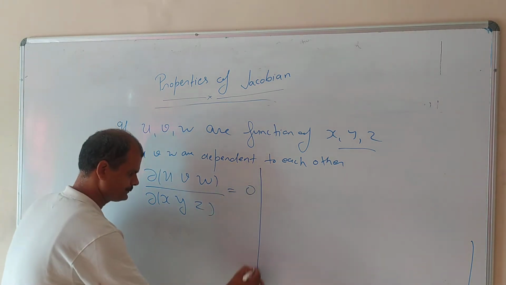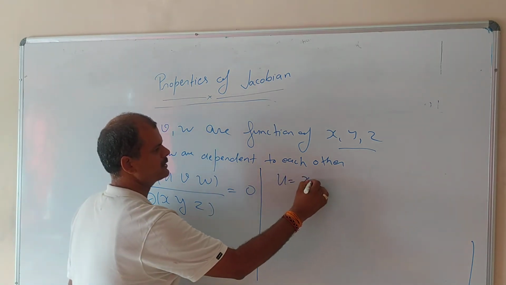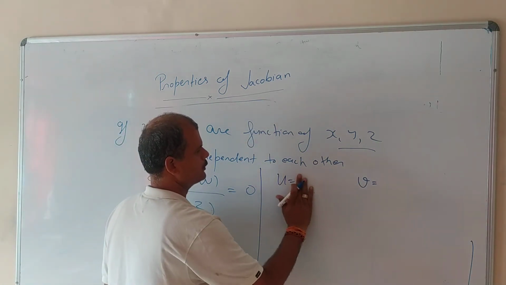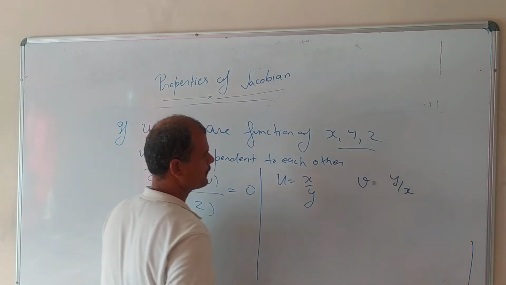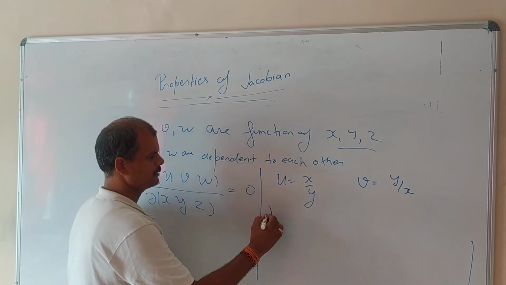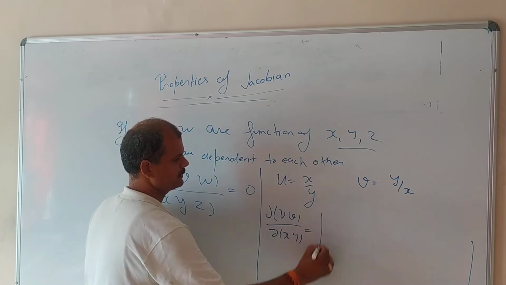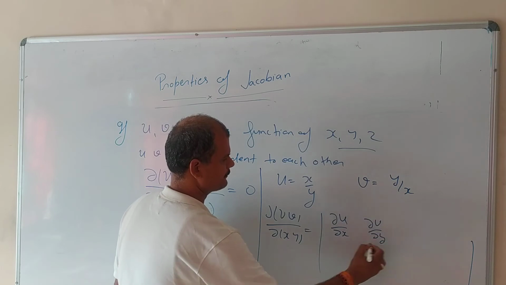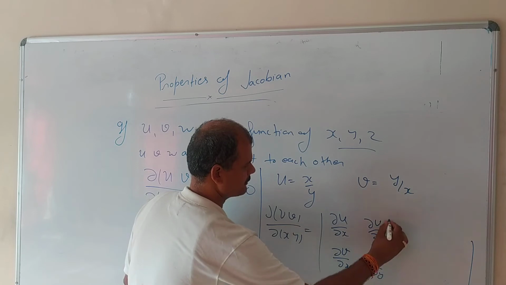We can take it in two variables also. Suppose u equals x by y and v equals y by x. Check that Jacobian. So the Jacobian will be del u, v by del x, y. So it will be del u by del x, del u by del y, del v by del x, del v by del y.